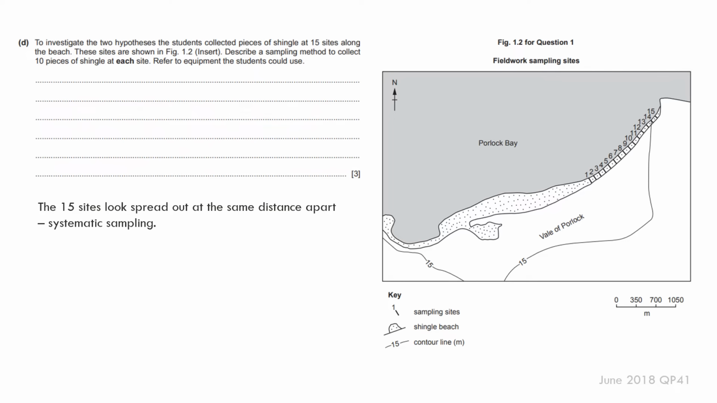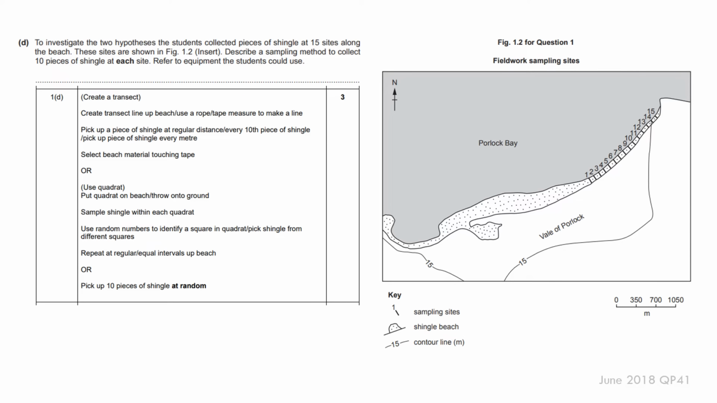Well, really, there are lots of things you could do. This mark scheme is actually really interesting. They've got 3 different methods. What I find quite interesting is the bottom one: pick up 10 pieces of shingle at random. The way I read this mark scheme, I think that's enough to get you 3 marks.